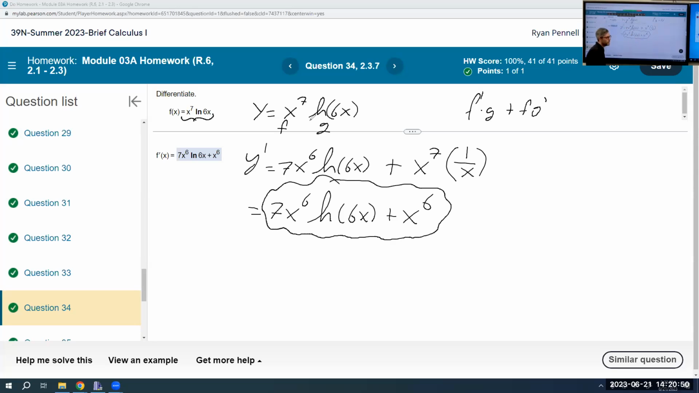And even if you forgot that, it's just going to be one more step where you can show that that's true. So that is 34. And I was hoping to get all the way to 38.